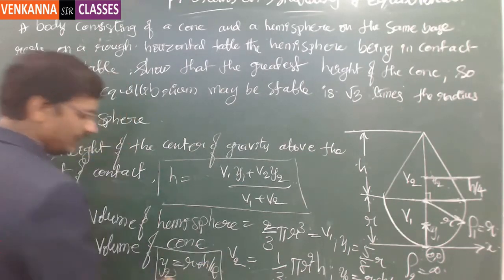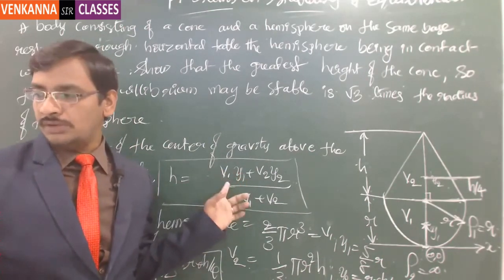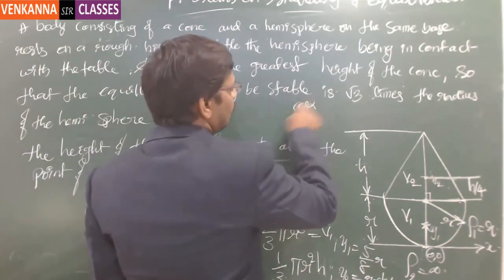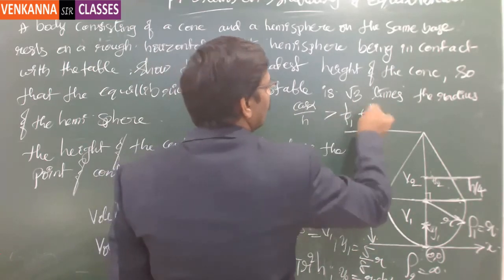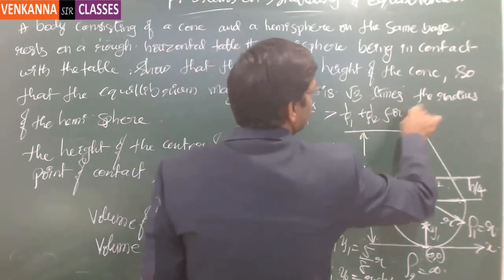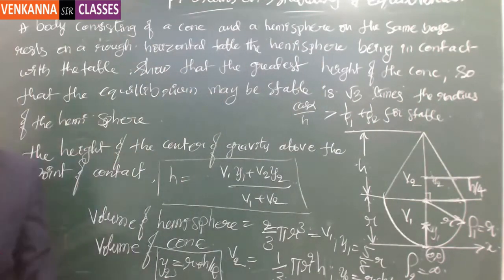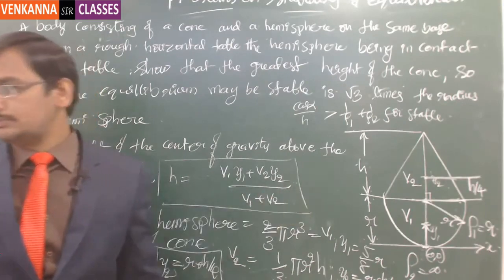Now we have got all the values. So you will be able to find out the h value, and then the base formula anyway we are aware of, that is cos alpha by h is greater than 1 by rho 1 plus 1 by rho 2 for stability, for stable. So this we have to substitute. First you note down this and try to simplify this and tell me what is the h value.